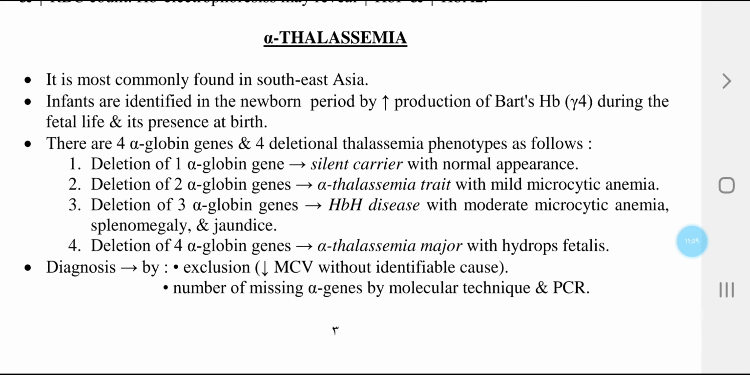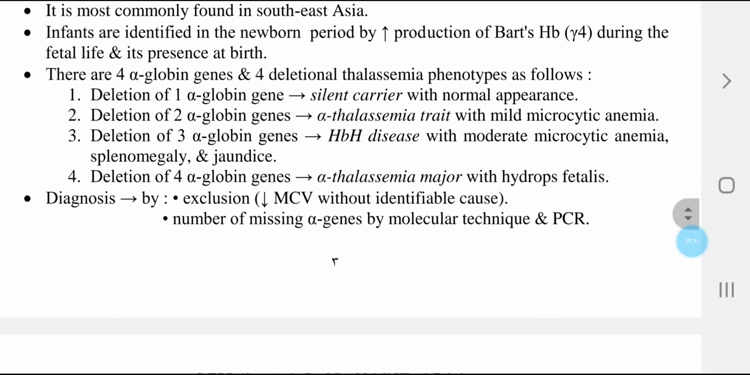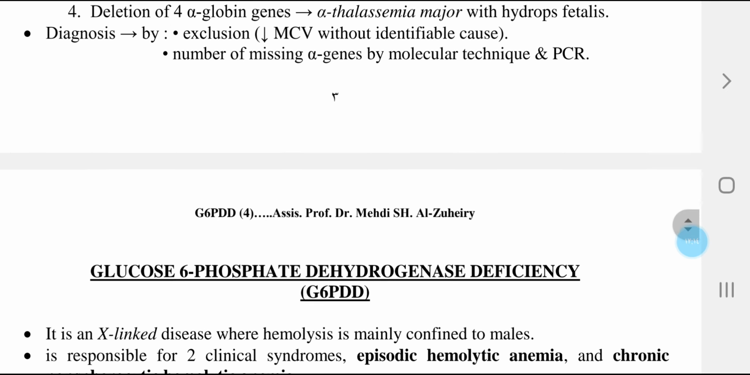The diagnosis of alpha thalassemia is by exclusion when there is decreased MCV without identifiable cause. Also, the number of missing alpha genes can be determined by molecular technique and PCR.